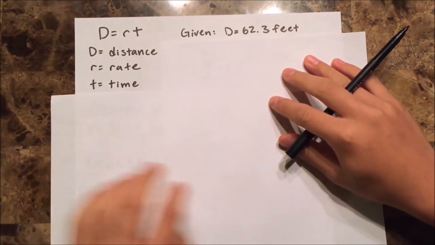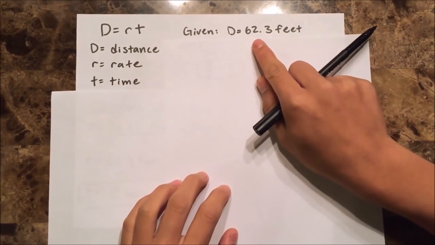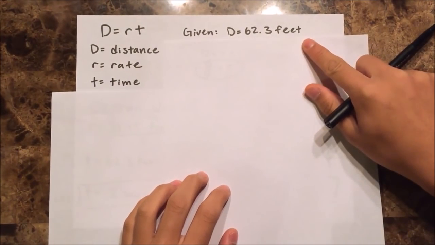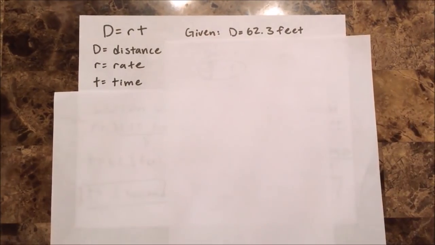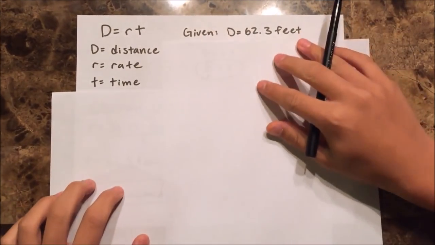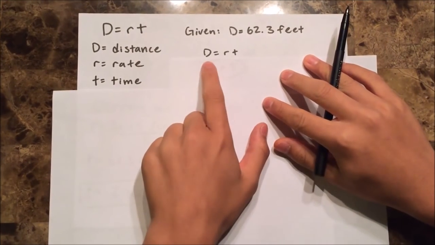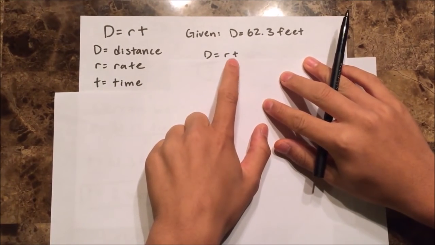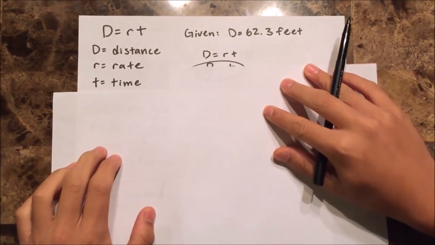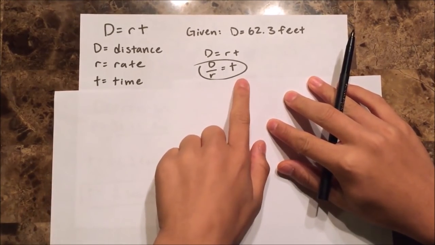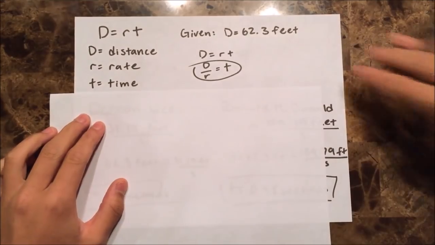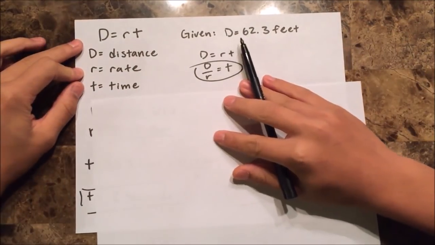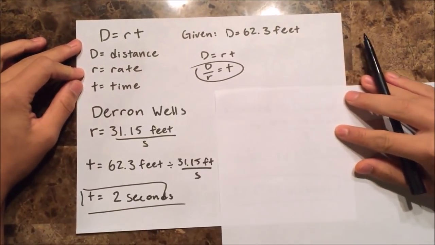First, we are given a distance which is 62.3 feet. Now we need to alter this formula to accommodate our needs, which in this case, we're looking for time. So it's distance equals rate times time, and we divide rate over to both sides. So now it is time equals distance over rate. First, we will calculate Deron Wells' opponent's reaction time.